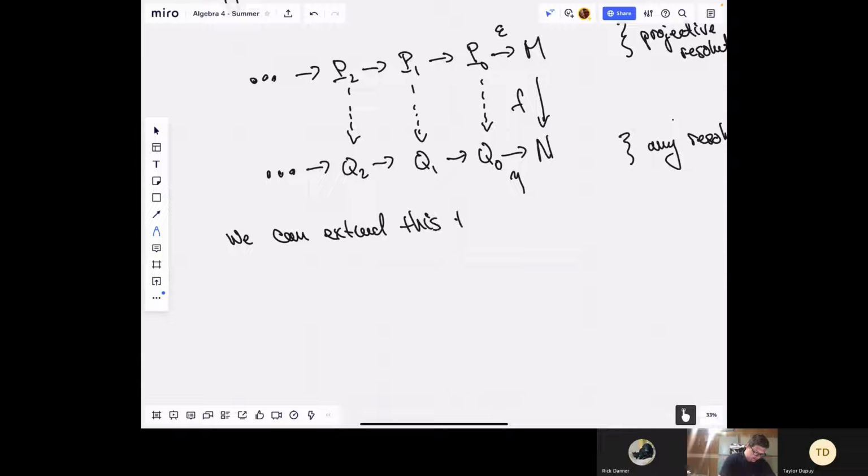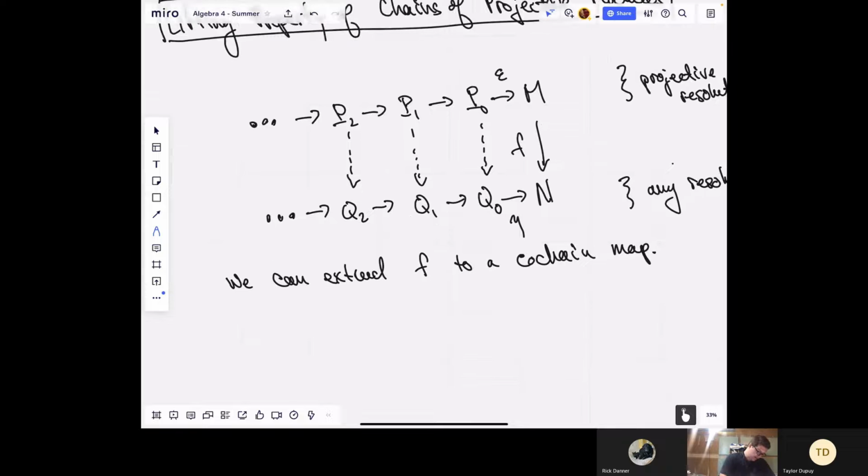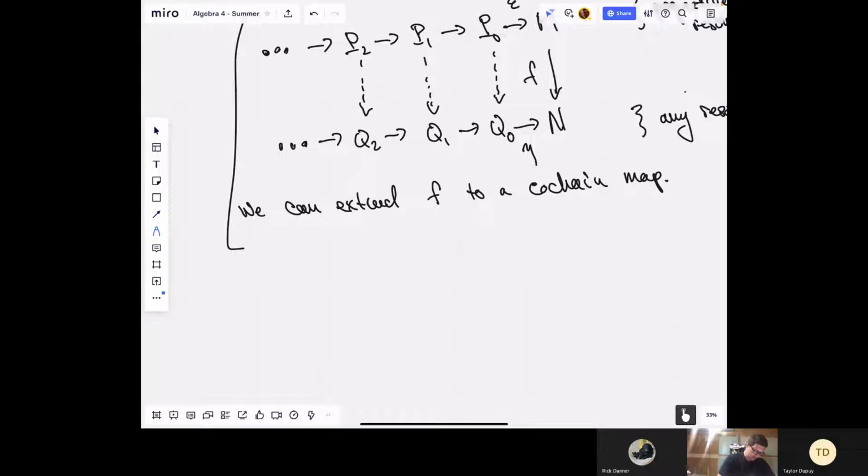We can extend, let's say, F to a cochain map. Okay, so if you're just given morphisms and then resolutions, you can actually fill in the arrows, right? This is kind of the key property. So let me just say this again.